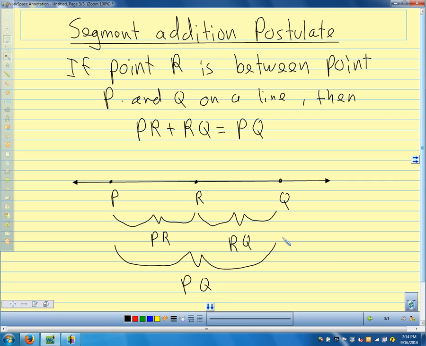Now, of course, in math, we would like to make things with symbols and make things a little more interesting. So let's do a more interesting problem with the segment addition postulate. And really quickly, we're not really adding segments, we're adding lengths. So technically we should say segment length addition postulate because we add lengths. All right, so let's do a couple of problems.